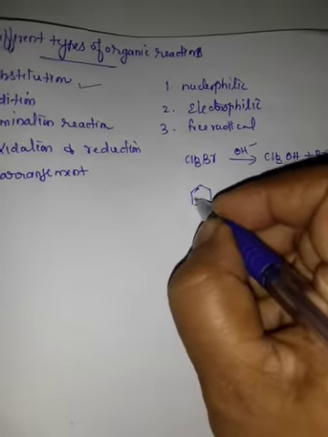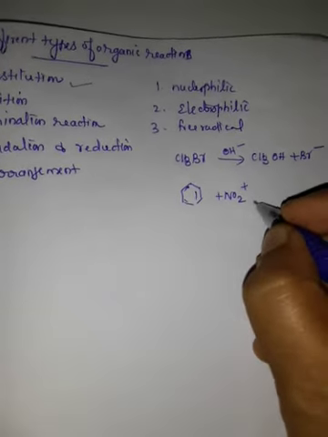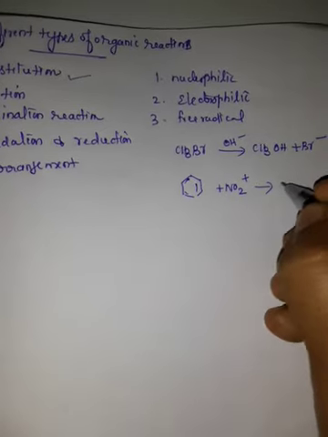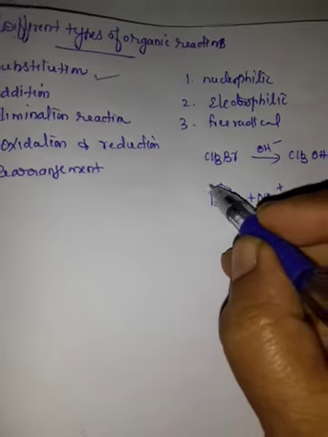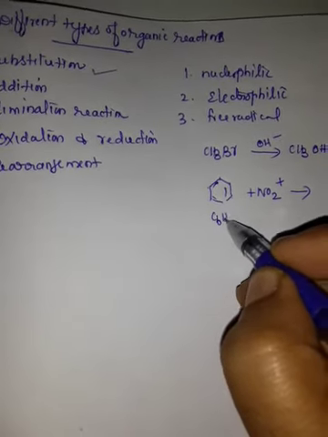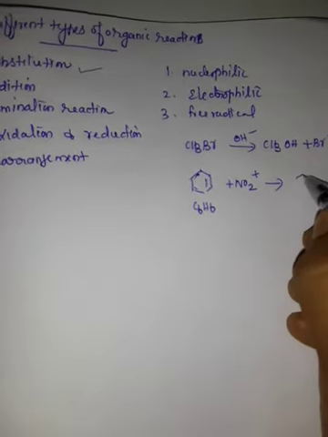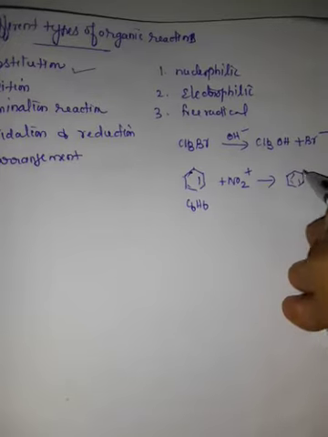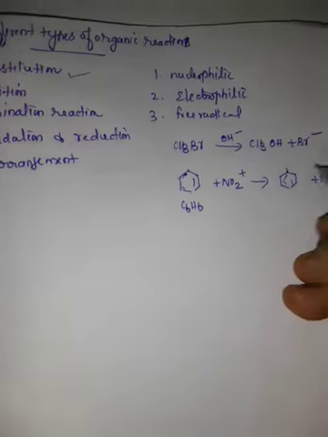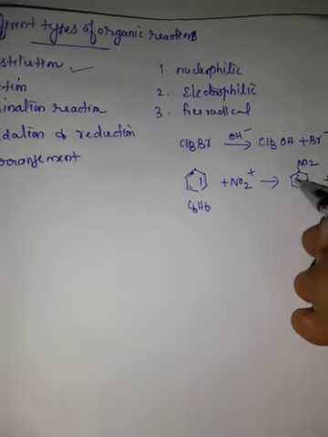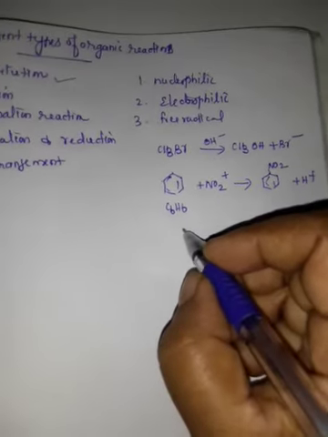Take benzene and an electrophile having a positive charge, NO2 plus. Benzene total formula is C6H6. So instead of one hydrogen, this comes inside. So in benzene, the H is removed out as H plus. In that place NO2 occupies. Nitrobenzene. Benzene becomes nitrobenzene.